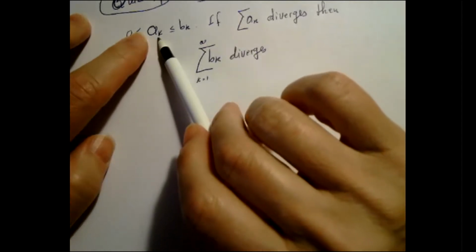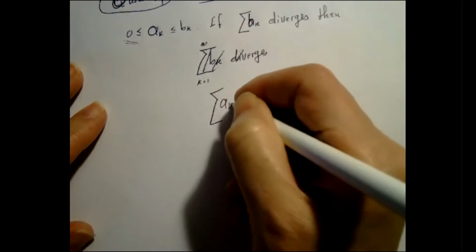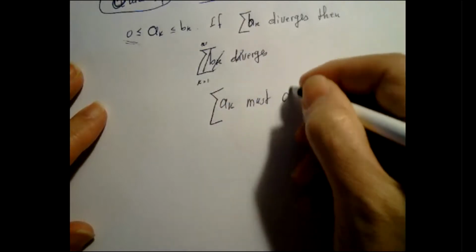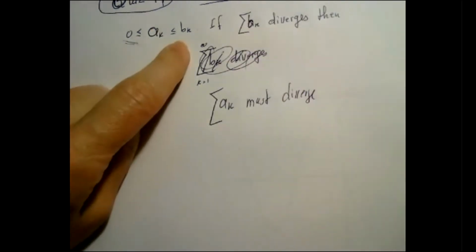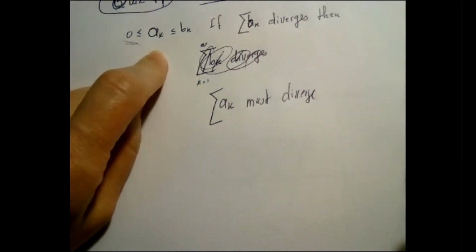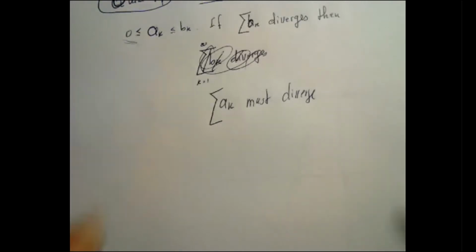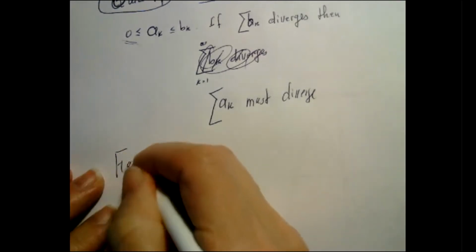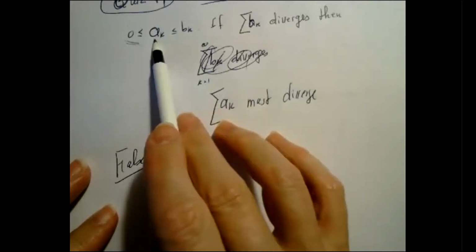If sigma BK diverges, then sigma AK, the smaller series, must diverge. So if the larger series diverges, then the smaller one must diverge. And the question said, if true, justify; if false, give an example. Whenever something is false, give an example. And it was false. That's not a correct statement. If the larger one goes to infinity, the smaller one may or may not.